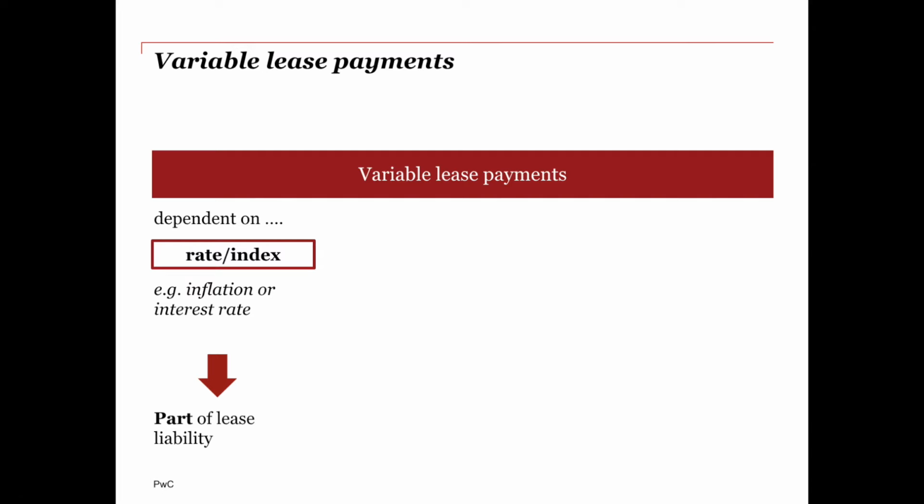In subsequent periods, changes in the variable lease payments trigger a remeasurement of the lease liability only at that point in time in which lease payments change. Let's have a look at an example.